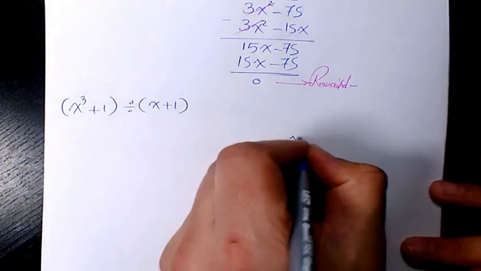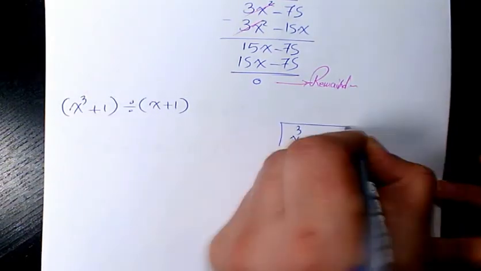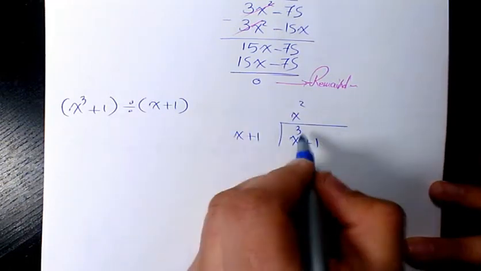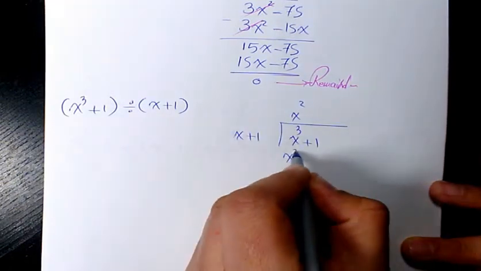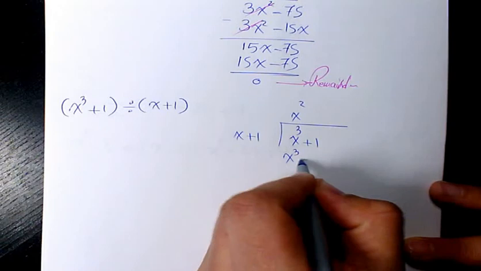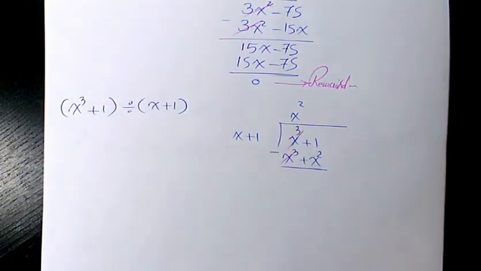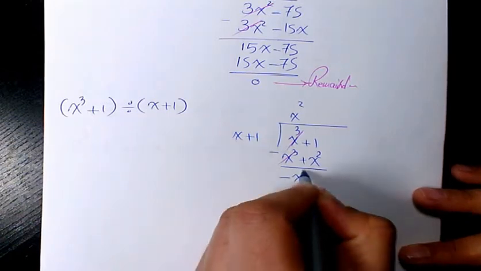Next one, we have x cubed plus 1 divided by x plus 1. X cubed divided by x, x squared. X squared times x, x cubed. X squared times 1, x squared. When you subtract it, these two cancel out, and we will end up having negative x squared plus 1.